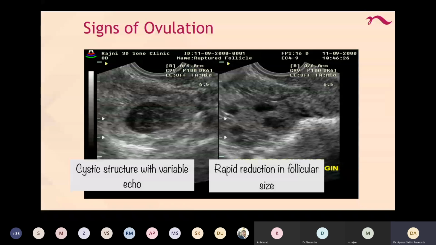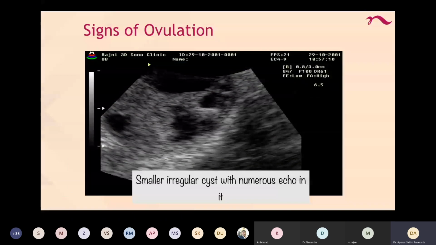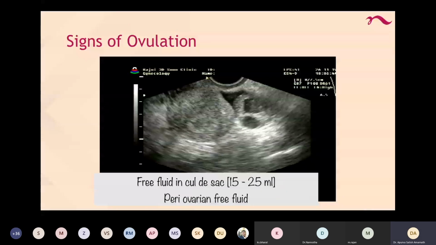The other one would be the collapse of the follicle with fluid that is seen in the POD. So this is how it would look: an irregular cyst with numerous echoes. And this is how fluid in the cul-de-sac would look. So these are all the signs of ovulation that we look for, and any one of these signs can also be confirmatory that ovulation has probably occurred.